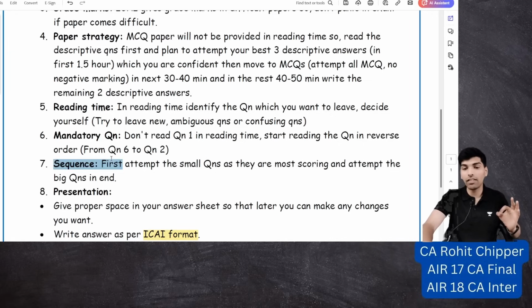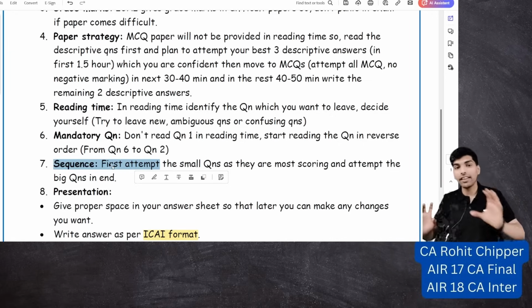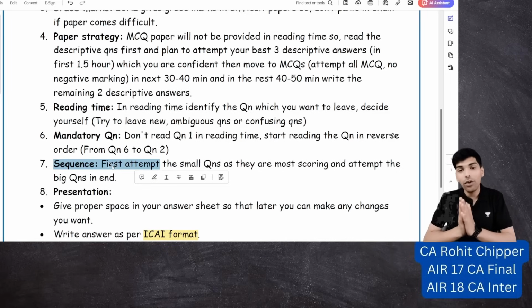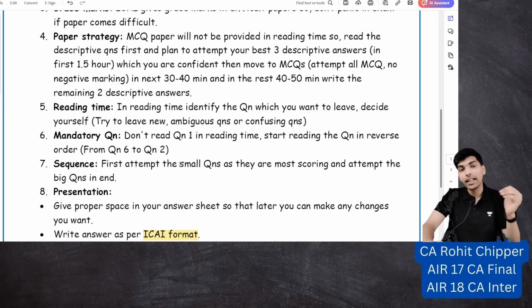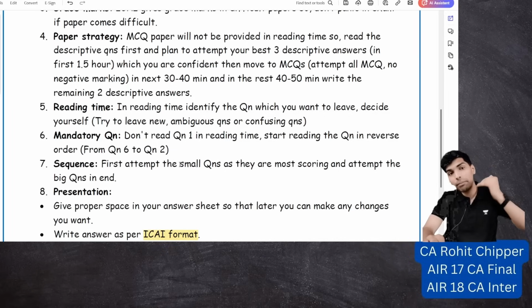Next thing is sequence, how you should attempt the answers. Once you have identified the questions you have to attempt, you should attempt the small questions first. The questions which have multiple subparts, you have to attempt first. Then in the end, you have to attempt the big questions.